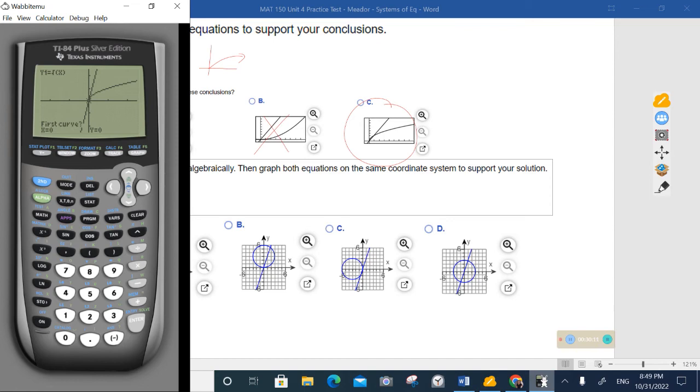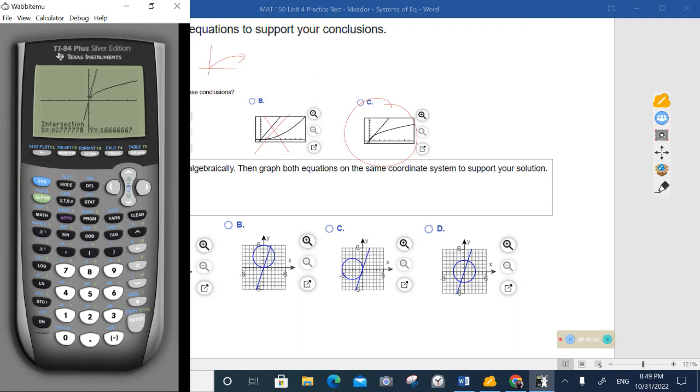But I want to go to the right. I did second calculate number 5 intersection. I'm going to go to the right and go past that intersection point and press enter once. It jumps to the second graph, enter twice, and you hit enter a third time to calculate. And that is the answer.